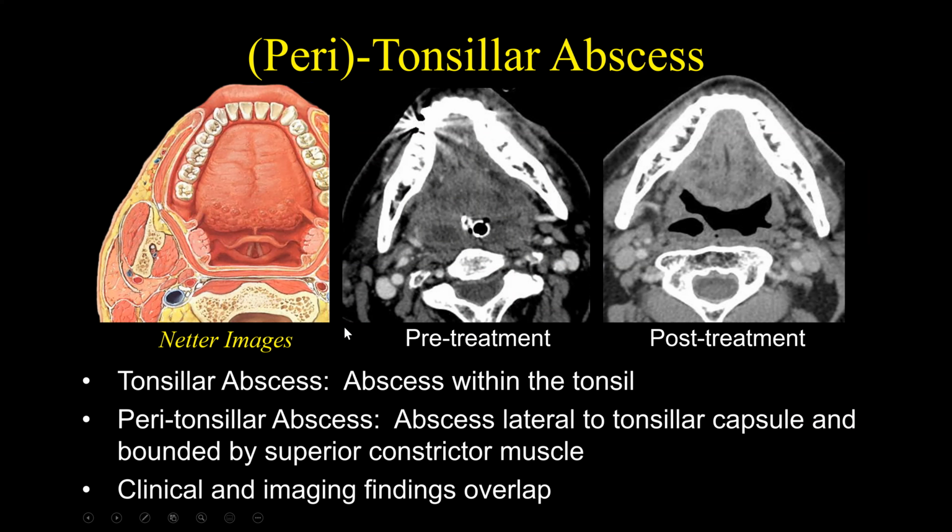Now, again, it's debatable. Some people will use the term peritonsillar abscess. Some people will use the term tonsillar abscess. In a true peritonsillar abscess, the abscess is felt to be lateral to the tonsillar capsule and bounded laterally by the superior constrictor muscle. So right here at the tip of my arrow is where a true peritonsillar abscess should occur. Now, this is an example of a tonsillar abscess that ended up being drained. And here we can see air within the drained capsule, resulting in evacuation of that fluid.